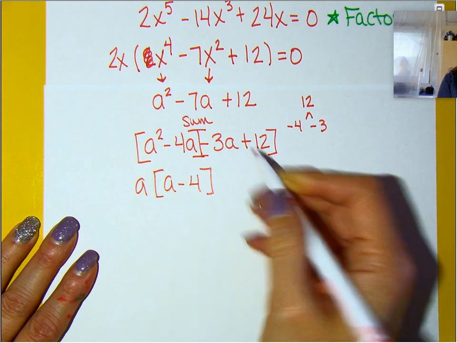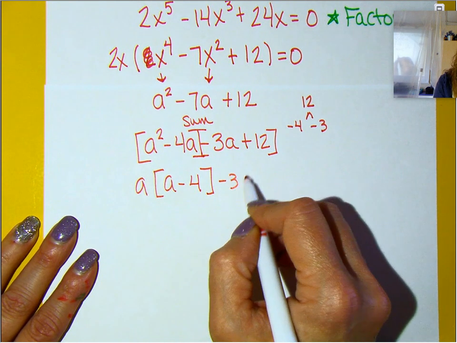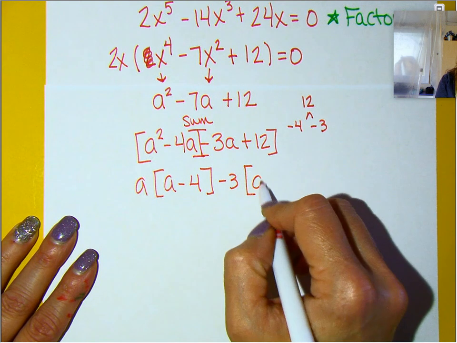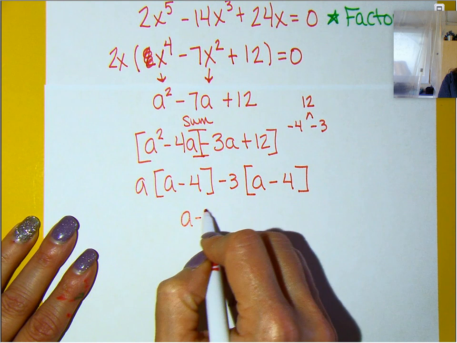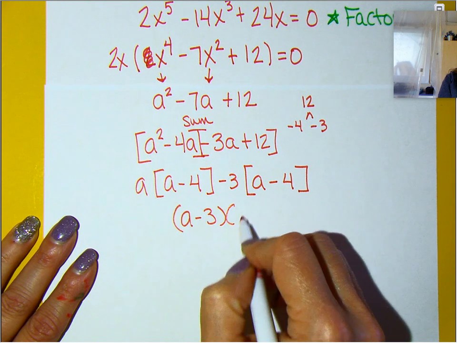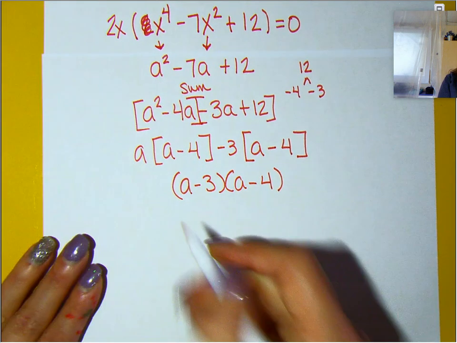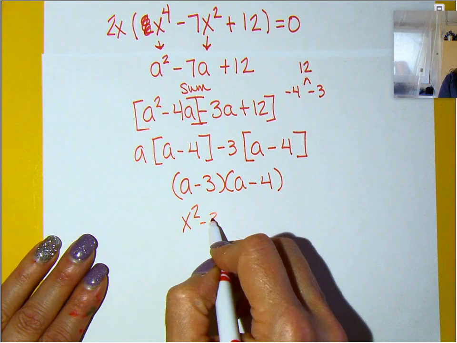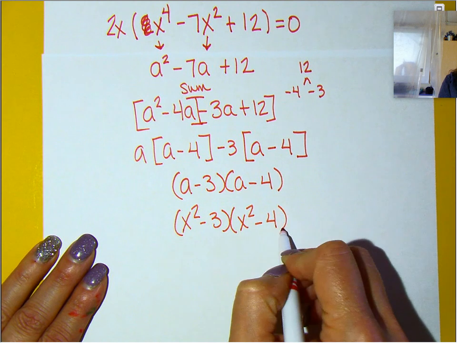which leaves us with a minus 4. And the second group, good. That leaves us with a minus 4 also. So now we have a minus 3, a minus 4. Convert back to x's. Don't forget that part. So x squared minus 3, x squared minus 4.